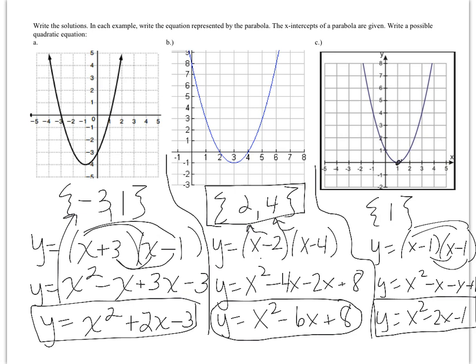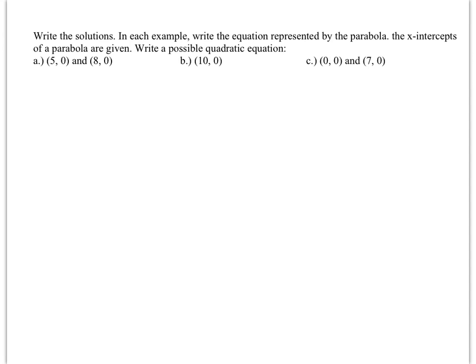All right, flip it to the next page. Try the next several. So the only real difference between these problems and the ones we just did is you don't have a graph. I'm just giving you the x-intercepts. So for this one, I'm saying that the x-intercepts are 5, 0, and 8, 0. So that means that the solutions are just 5 and 8, right? Because that would be where the graph hits. The graph hits at 5, 0, and 8, 0, so those are your solutions.